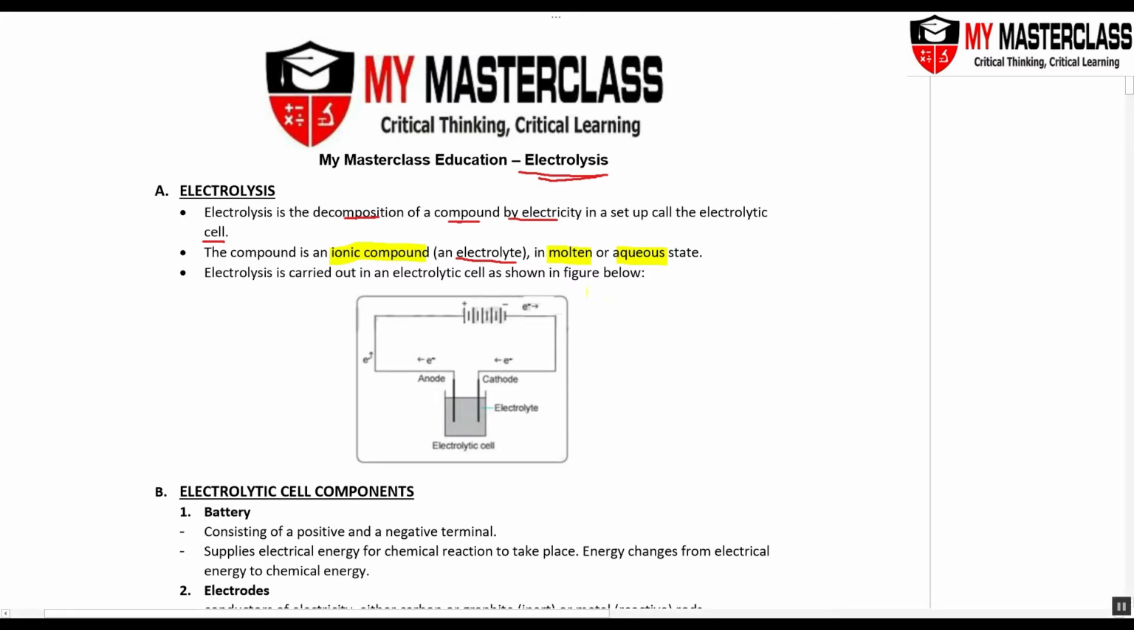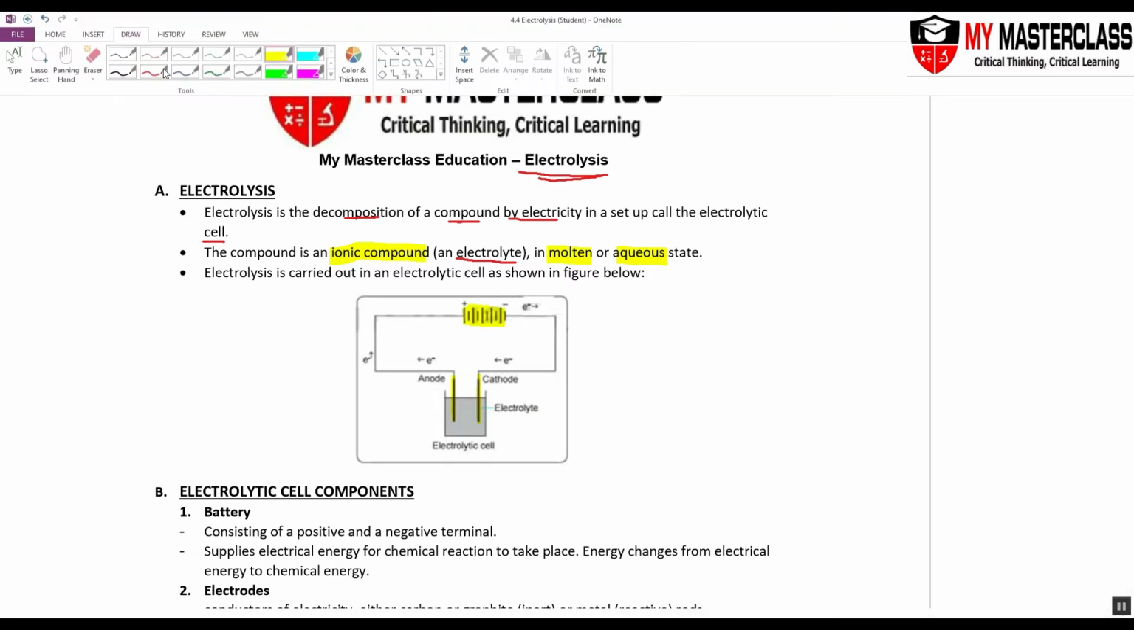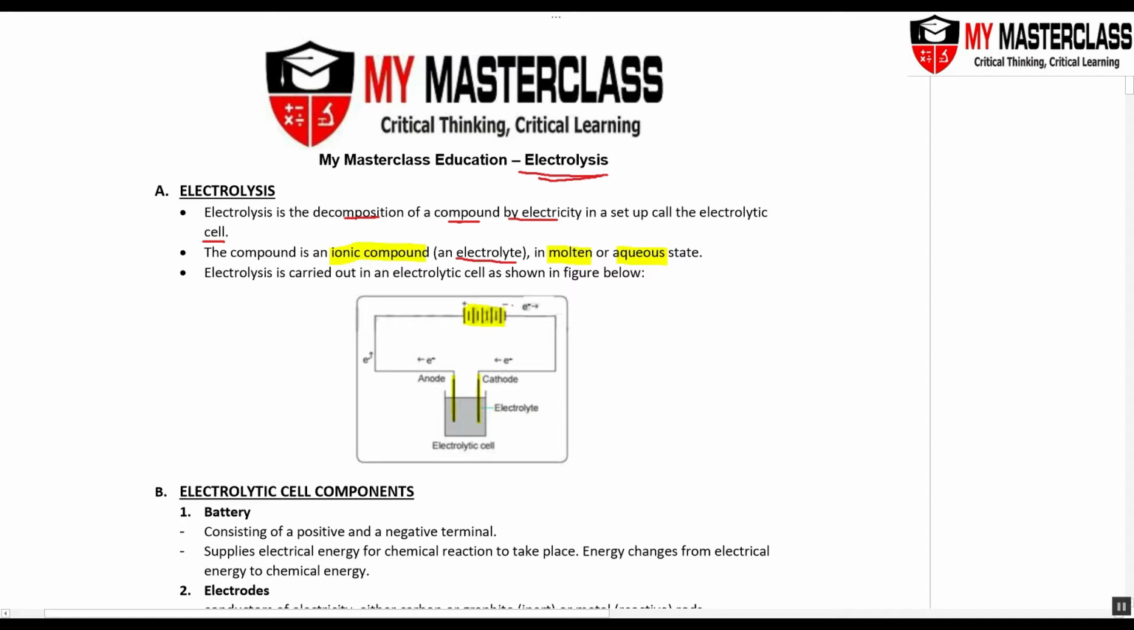So in an electrolytic cell setup, we will have two electrodes, and then we will have batteries connected to it. With the batteries connected, I always like to draw the short end. The short end is where your electrons flow out. So when your electrons flow out, this electrode is negatively charged, and the opposite one will be positively charged because your electrons flow away from it.